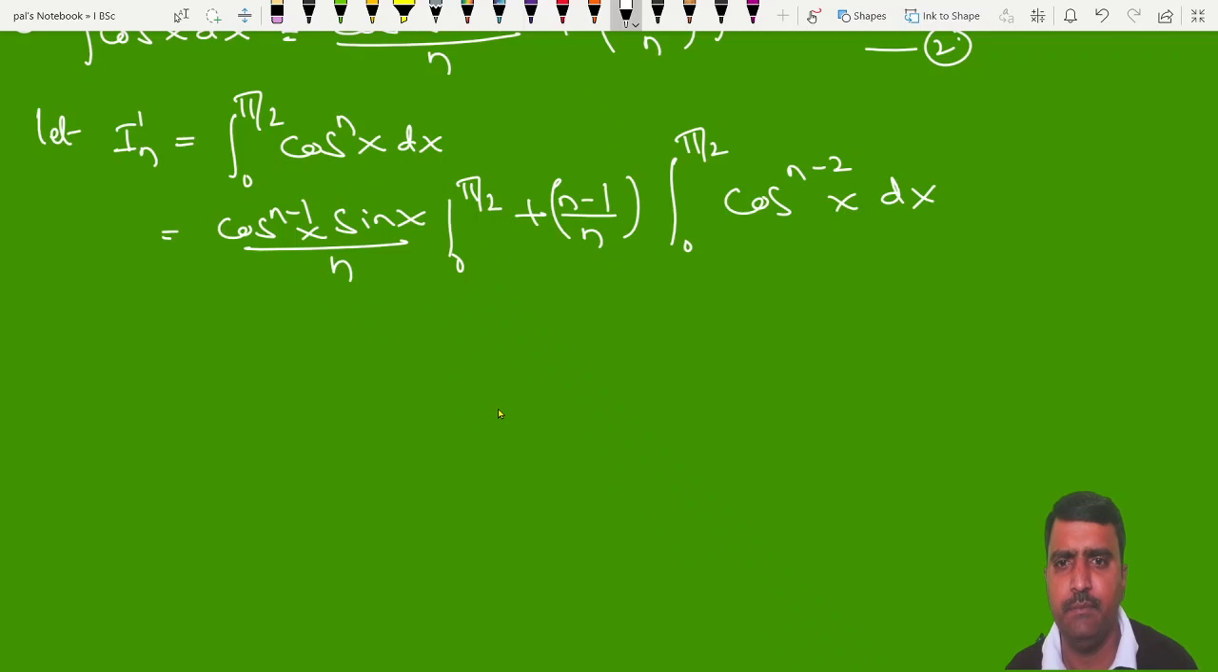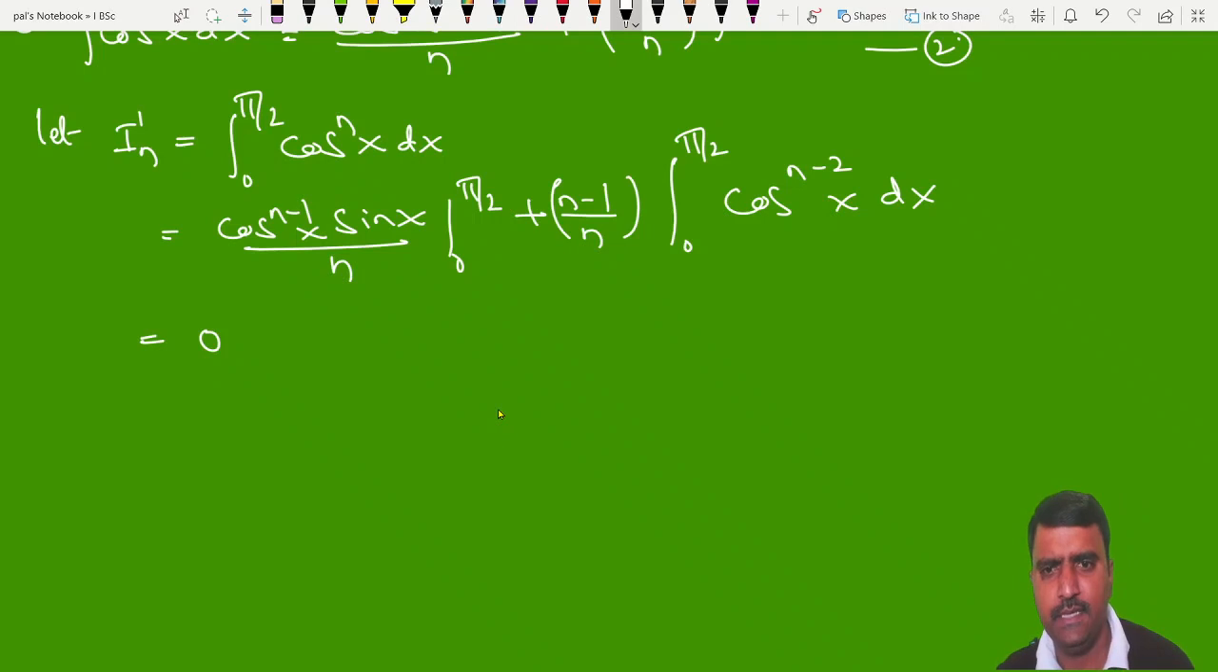When you apply the limit, this first term becomes 0. Why does it become 0? When you put the upper limit, it is cos pi by 2 to the power n minus 1. Cos 90 is 0, so that value becomes 0. Like that, for the lower limit, when you apply 0, sin 0 is 0. Sin of 0 is 0 and cos of 90 is 0. So totally that first value becomes 0.